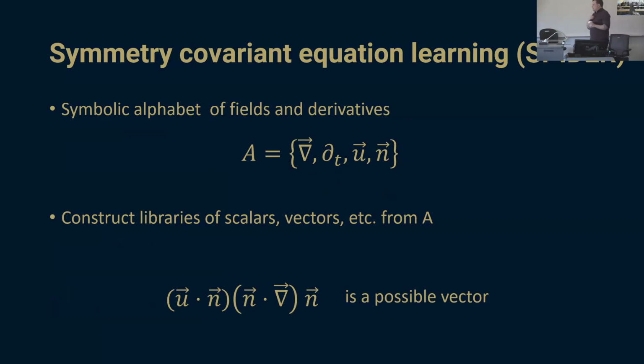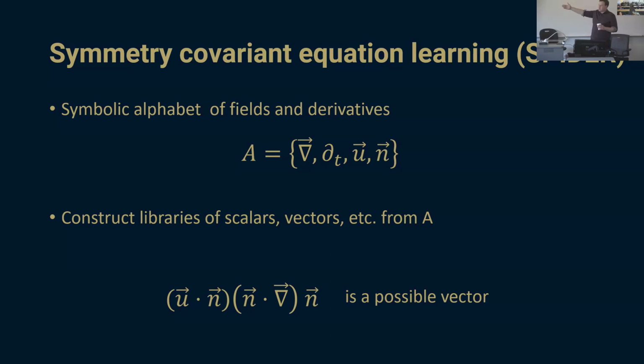And we're going to construct every possible vector, scalar, and tensor up to some order that you could possibly make out of these objects that respect symmetry. So if I just want a vector that could appear in a vector equation, you could imagine doing u dot n times n dot grad n. That's a perfectly valid nonlinearity that can enter into a vector equation.